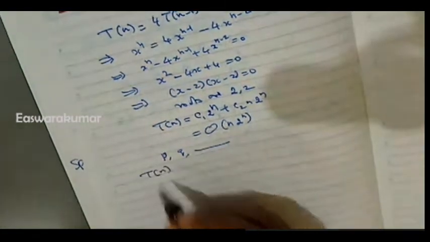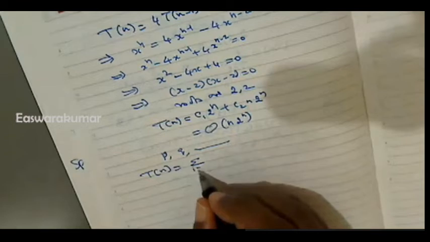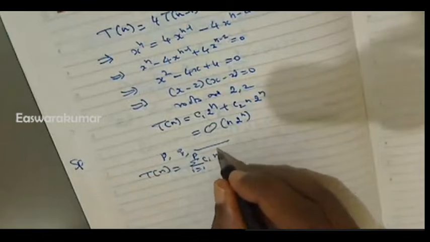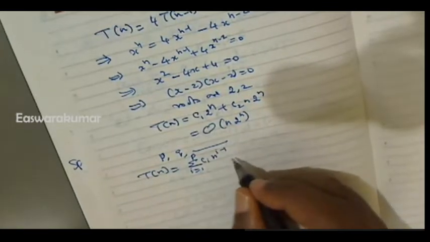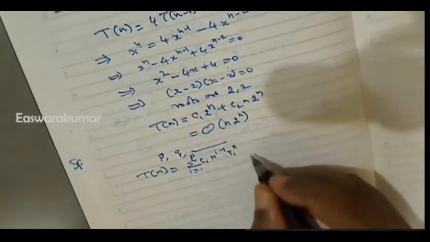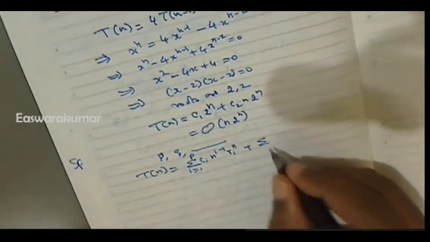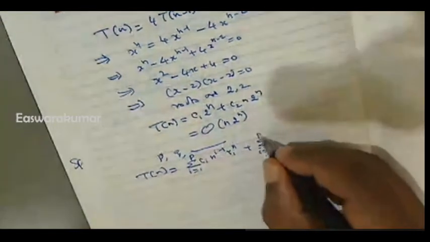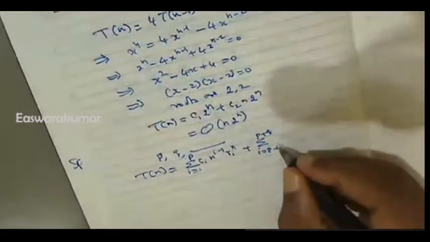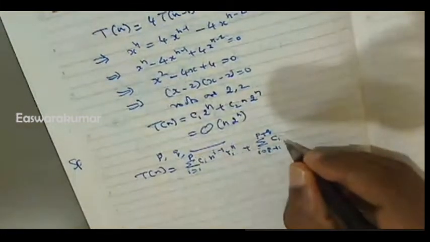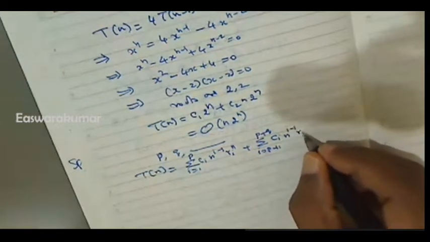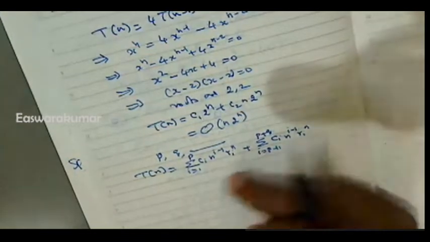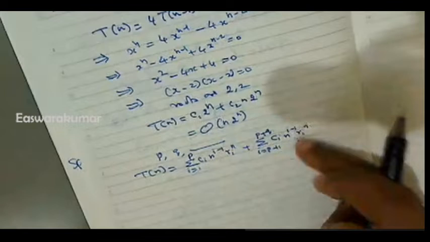Then how does your recurrence equation look? T of n is equal to sigma i equals 1 to p of Ci n power i minus 1 Ri power n. Then for the next q roots, sigma i equals p plus 1 to p plus q, again Ci n power i minus 1 Ri power n. But this Ri will be different. So these Ri's are common and these Ri's are common.